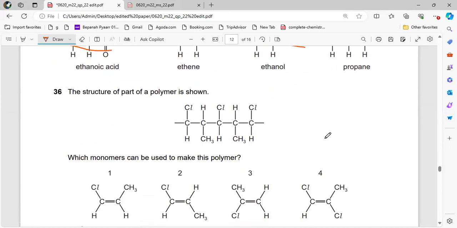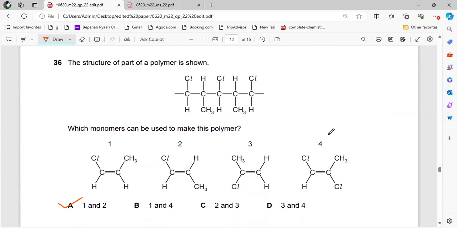The structure of a part of polymer is shown. Which monomers can be used to make this polymer? So if you observe the structure, this is the repeating unit here. Now, to make this, which monomers can we use? Okay, so if we put a double bond here in between, yes, the first one resembles somewhat. The second one also resembles it. So 1 and 2 are correct.